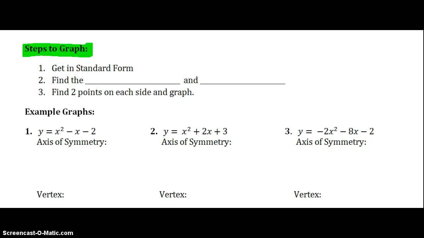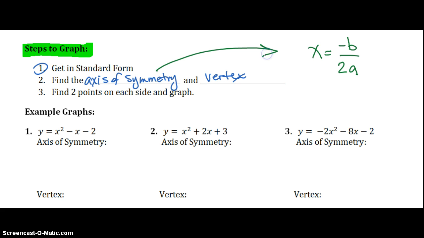All right, at the top of this page are the steps that you're going to need to graph. So number one is to put it in standard form. Put your equation in standard form, and then we need to find the axis of symmetry, and along with that we will find the vertex. So the axis of symmetry and the vertex. Now what was that formula? X equals negative b over 2a. That is the formula that will give us the axis of symmetry and also our x coordinate for our vertex. And then we'll take that value, plug it back into standard form to find the y.